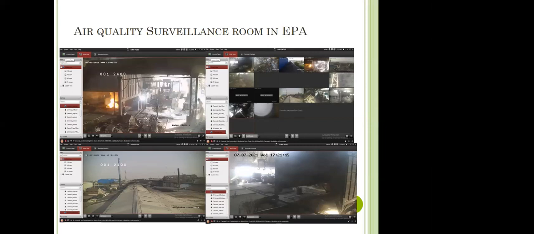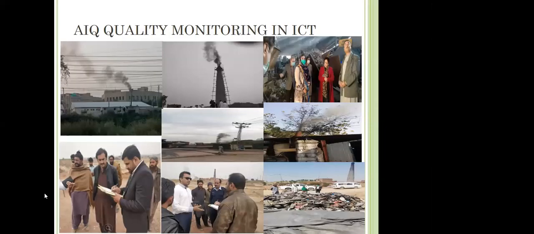This is the air quality monitoring in ICT. We visit brick kilns and industries. You can see we took action against the brick kilns if they burn tires and other things, or if incinerators are not working properly. We issued EPOs and imposed penalties. In ICT, many zigzag brick kilns are now working, and I think we have issued more than a hundred EPOs on a regular basis for violations.